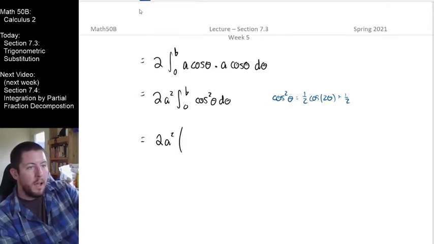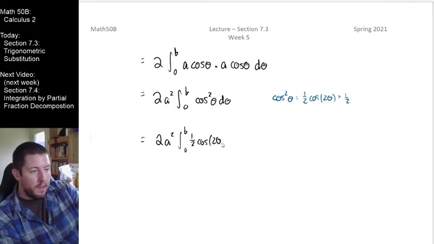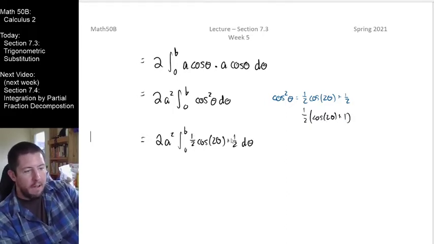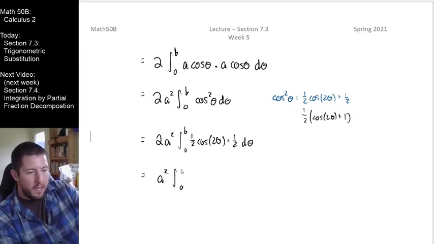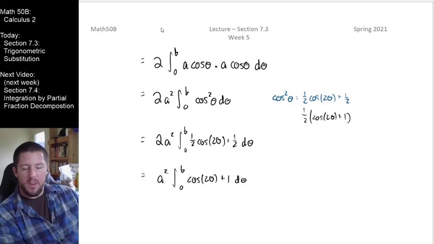Oops, I'm opening my parentheses like I'm doing my integration. I'm one line away from the integration. This is going to be the integral from 0 to b of 1/2 cosine 2 theta plus 1/2 d theta. And I'm noticing there's this common factor of 1/2. In fact, this is typically written as 1/2 cosine 2 theta plus 1. I should have just done it that way right there. This factor of 1/2 is going to cancel with our 2, leaving us just with a squared integral from 0 to b cosine 2 theta plus 1 d theta.